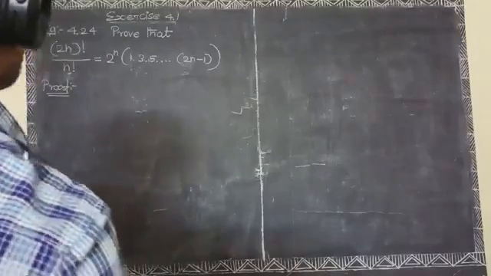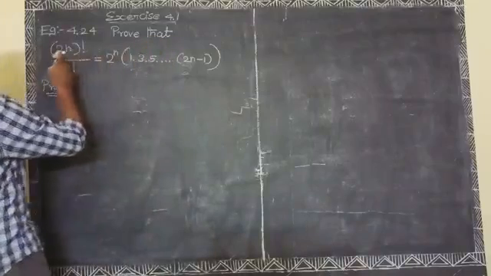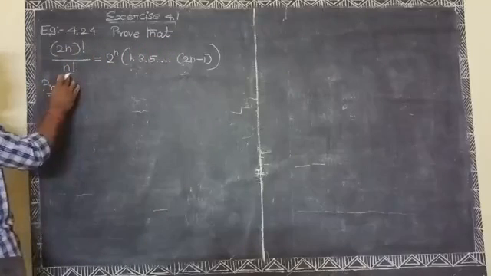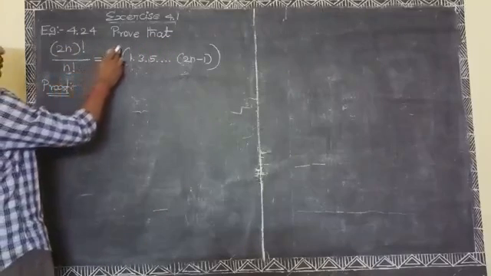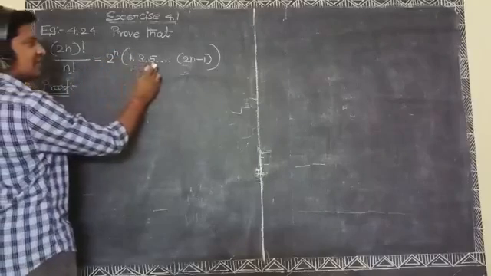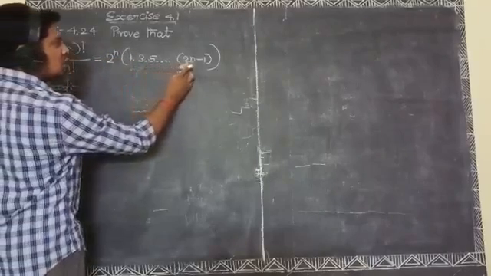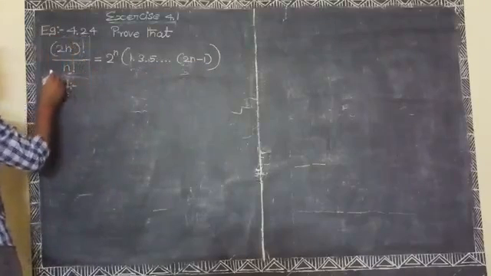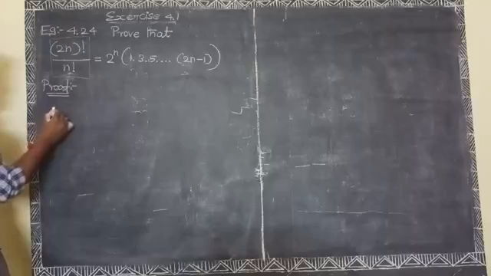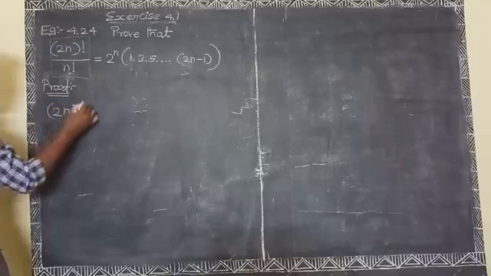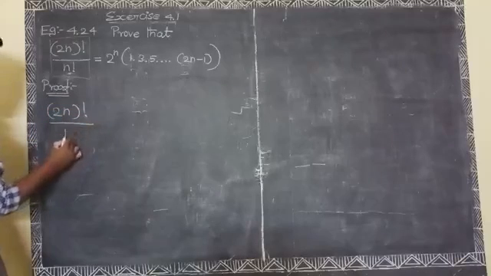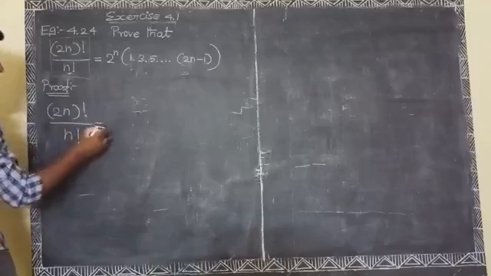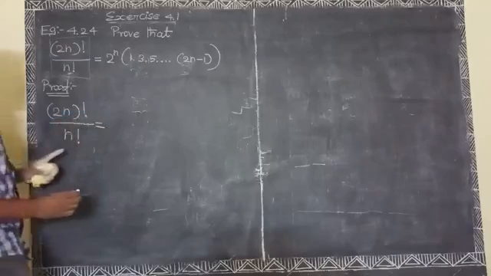Next, example 4.24. Prove that 2n factorial divided by n factorial equals 2 power n into 1 into 3 into 5 into 7 into and so on up to 2n minus 1. Let us take the left hand side, that is LHS, 2n factorial divided by n factorial. Then the numerator is 2n factorial.